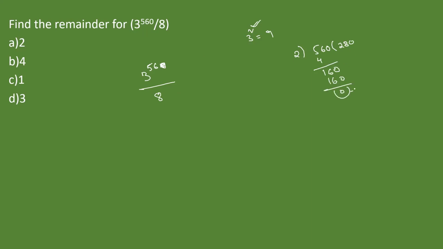So the remainder is 0, right? There will be no problem. We can split it directly: 3 square whole to the power of 280 by 8. Then what happens to this now? 9 to the power of 280 by 8.